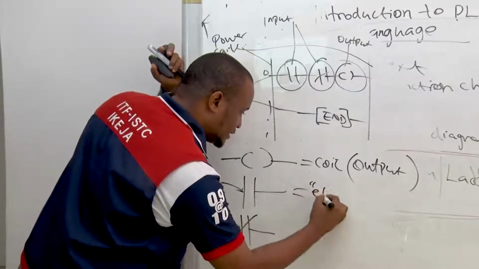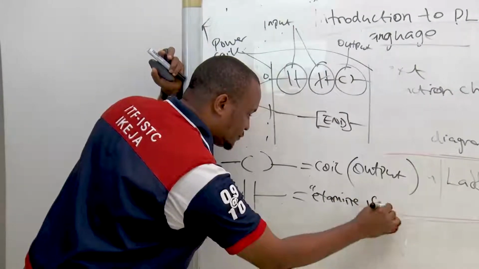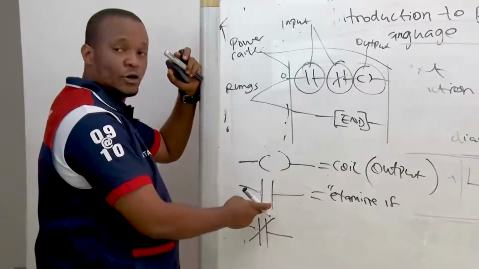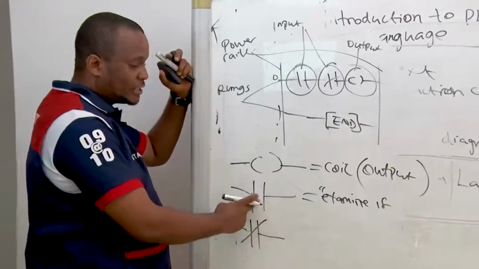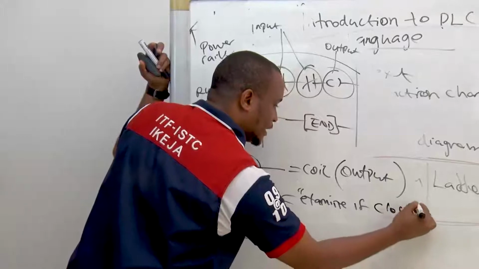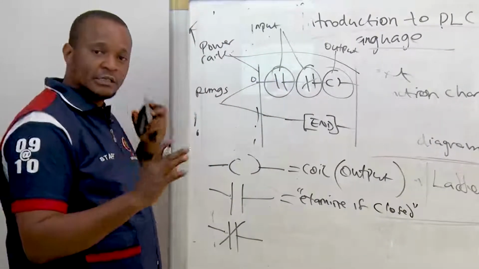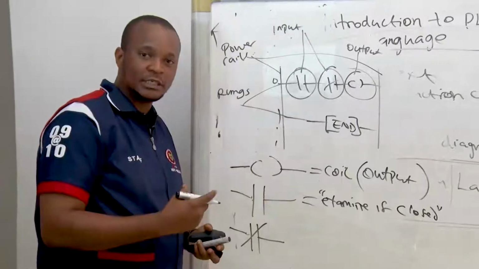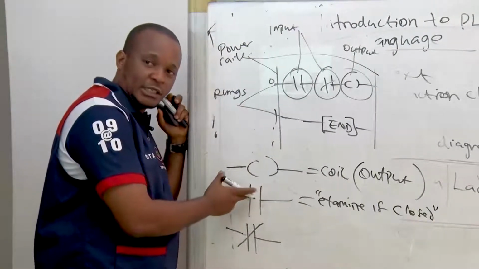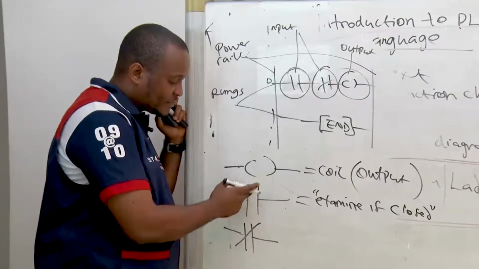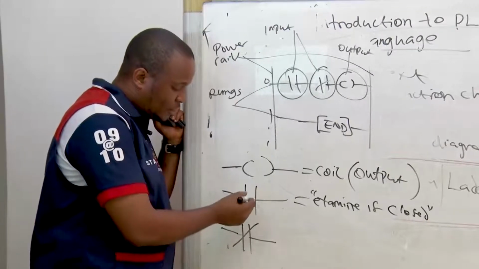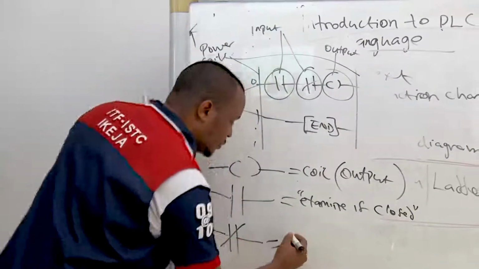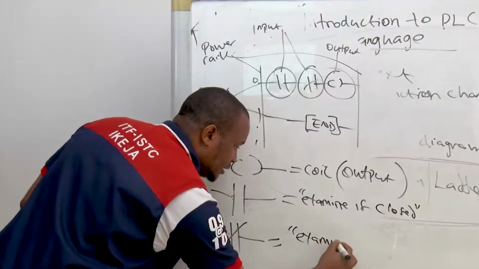This is called examine if closed. You can see this is open, so this is normally open. For a relay, it is called normally open. In the PLC, we call it examine if closed. Like I said in the previous videos, the PLC is a workaholic. The PLC always scans the inputs, updates the program, and then updates the outputs. So it constantly scans this contact, which is an input device, to see whether it has changed state. Once it changes state from normally open to closed, it updates the output device. So this is a closed contact, but in the PLC, we call it examine if open.